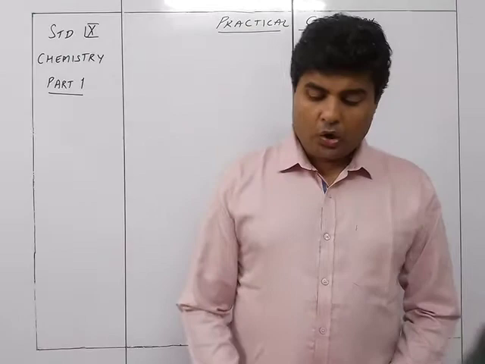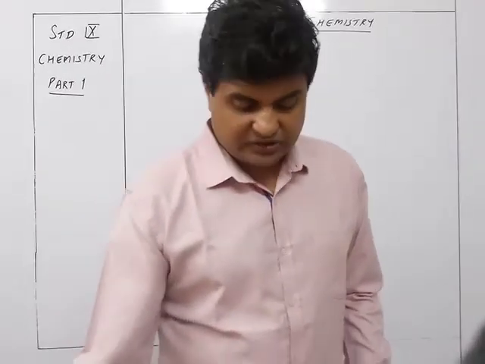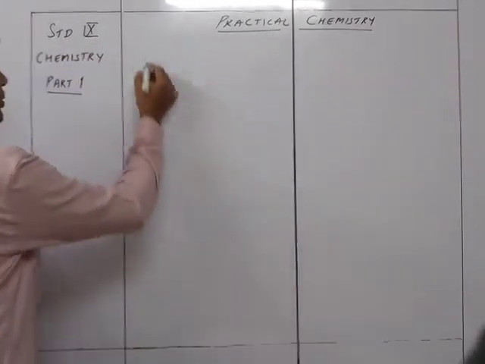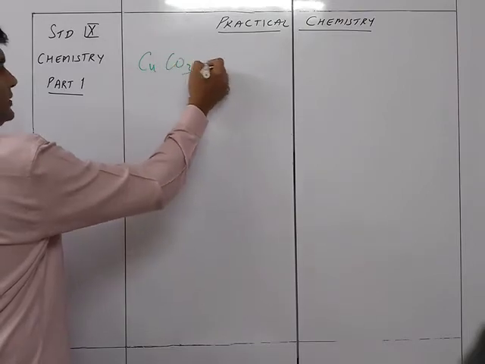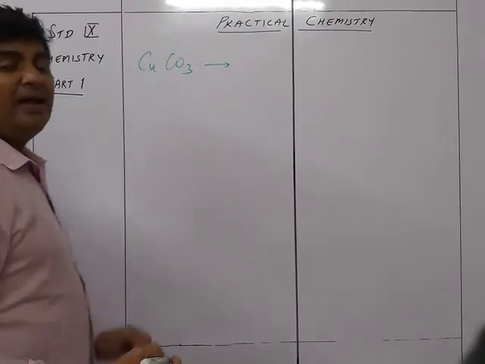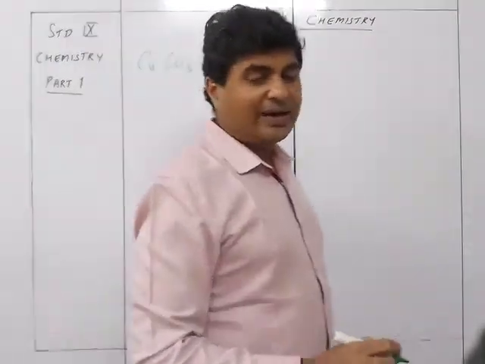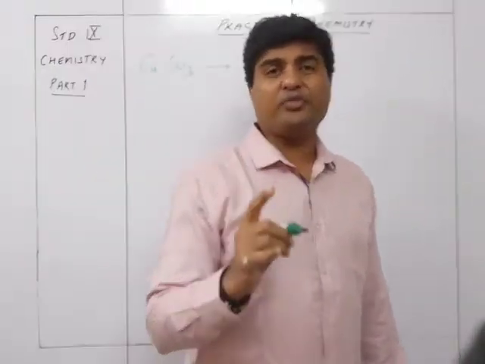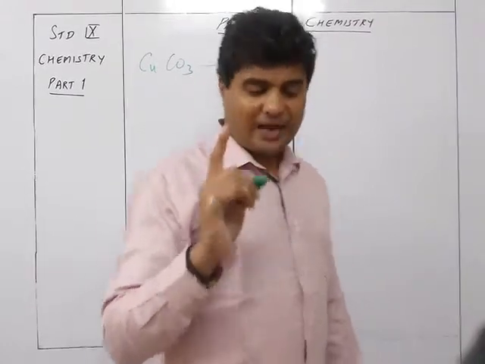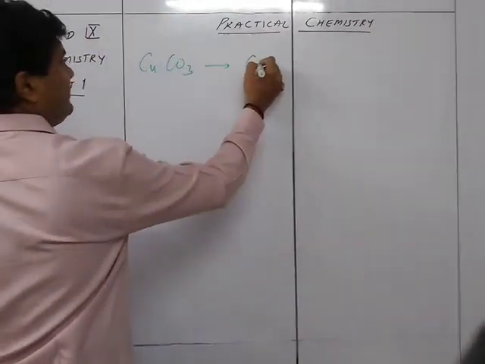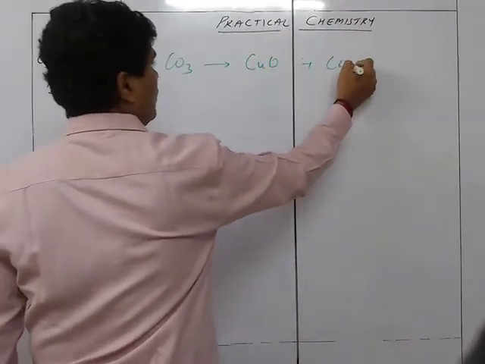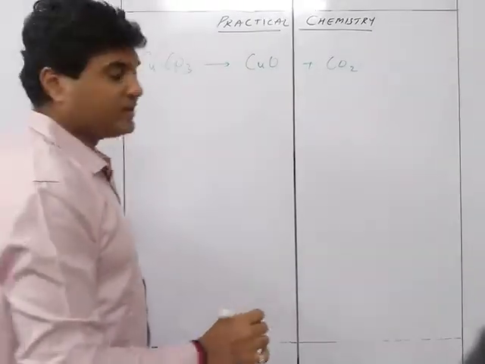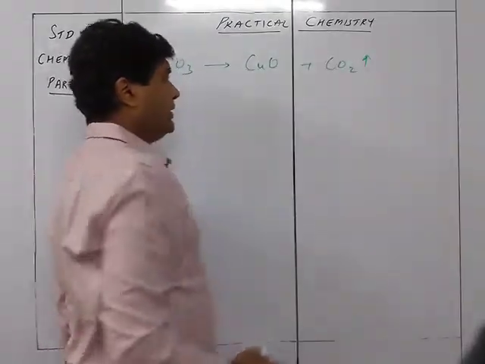So over here, when you are heating certain things, first of all is CuCO3. Now we know that any carbonate, whenever it is heated, is going to give me the oxide of the metal plus carbon dioxide. So what I'm going to get will be CuO plus CO2. This is a standard reaction.